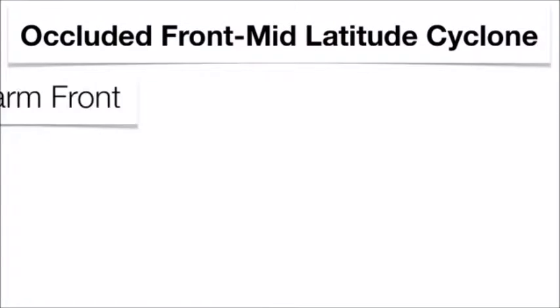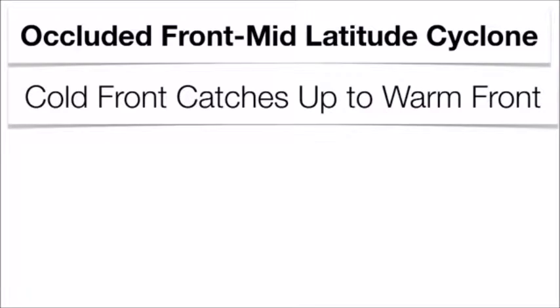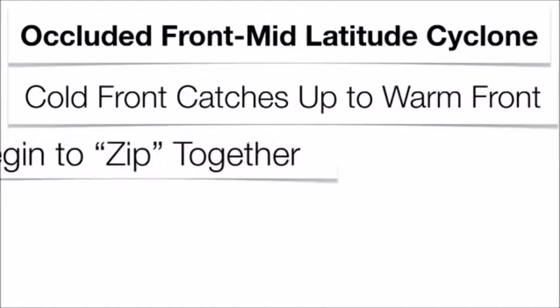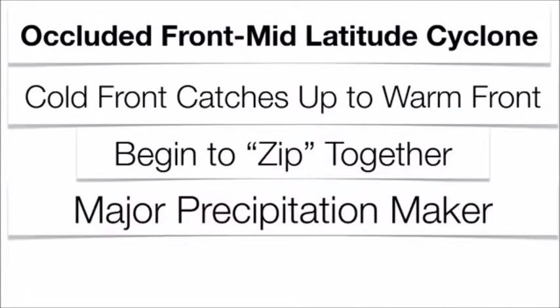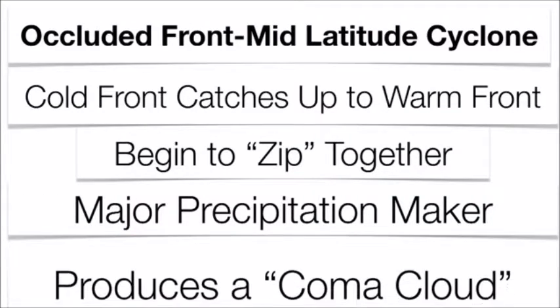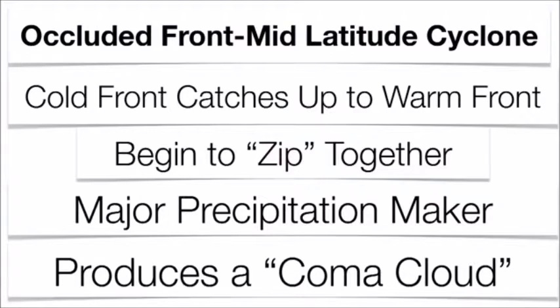Occluded fronts, or your mid-latitude cyclones, this is where your cold front and warm front actually meet up with each other and they merge together, they zip together. You are going to get major, major precipitation with these types of storms. And when you look at a satellite image, you're going to notice a mid-latitude cyclone because of the classic comma cloud.